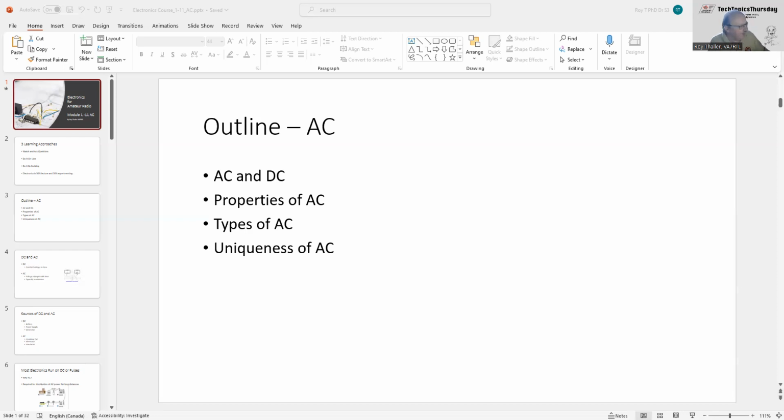Now, AC is a little bit complicated. This is sort of a quick overview of AC. We'll be going into a lot more detail on some of these topics, and some of the concepts are a little bit difficult to understand. I think it's important to realize that AC is different, it behaves differently, and it's got some uniqueness to it. Now, why all these things happen is a little bit difficult to explain sometimes, but we'll get into more details as we go on.